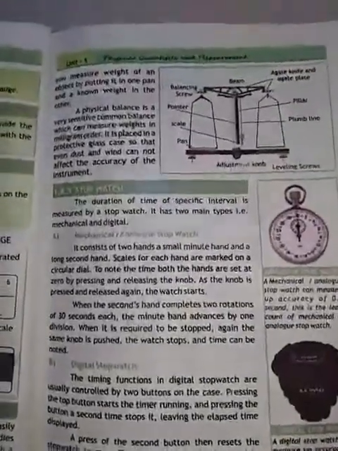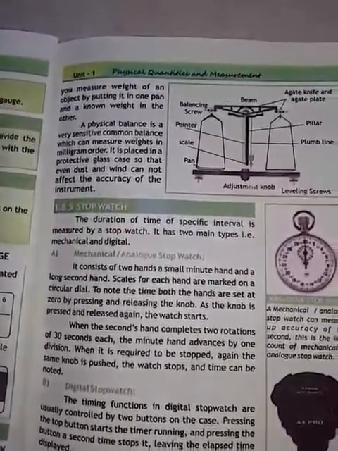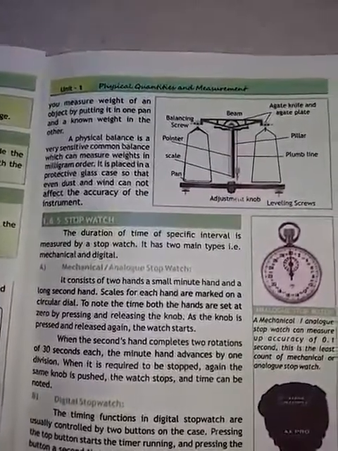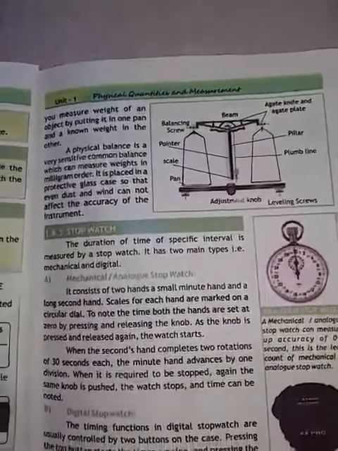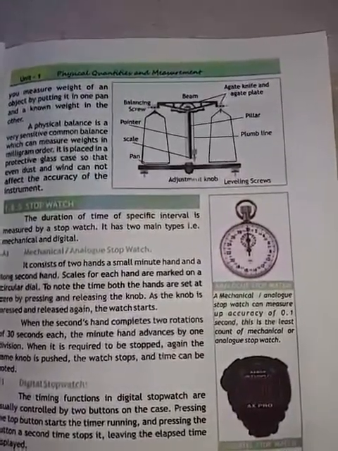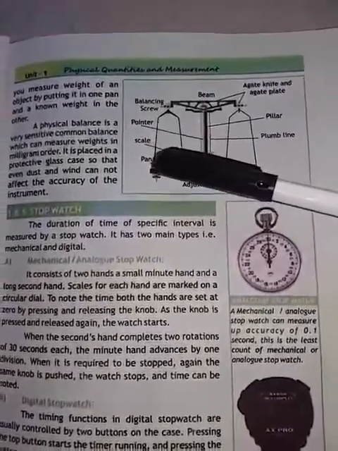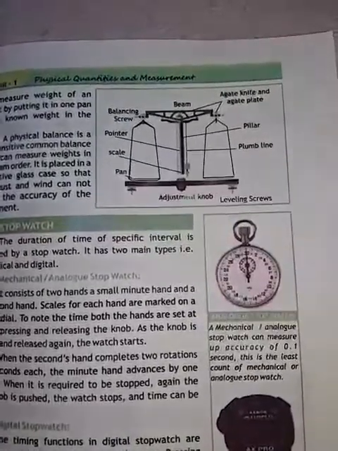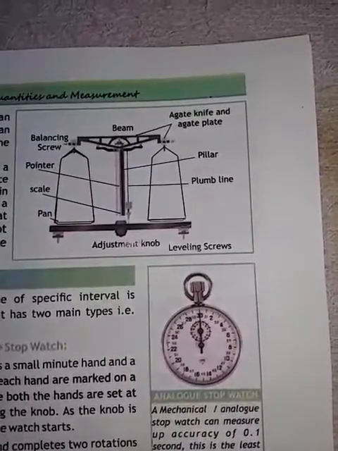So girls, as I told you, nowadays digital balances are used for the measurement of mass or weight of an object. But in early times, the mass of an object was measured with the help of a physical balance. This is the process of comparing the mass of two bodies: one is the mass of a known object, and the other is the mass of an unknown object. A physical balance is a very sensitive common balance which can measure weight in milligrams.